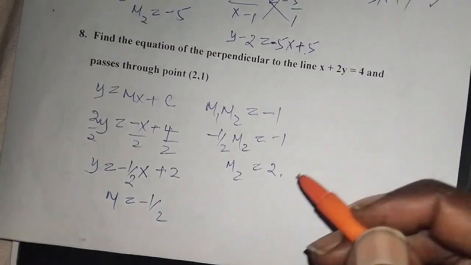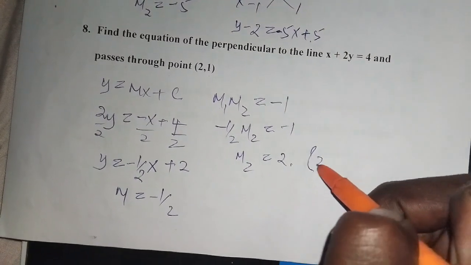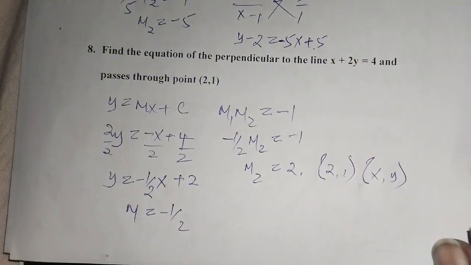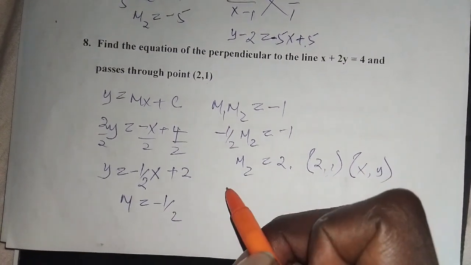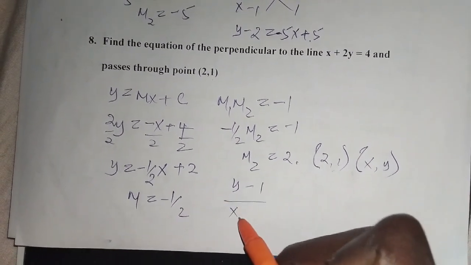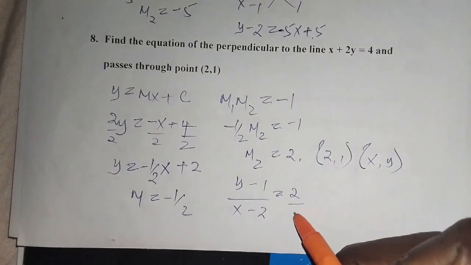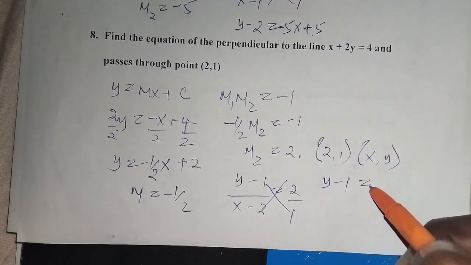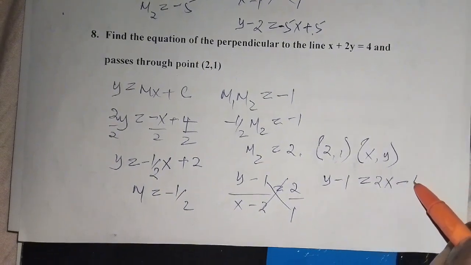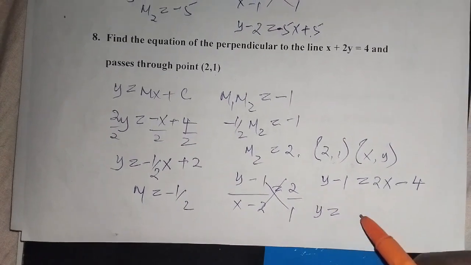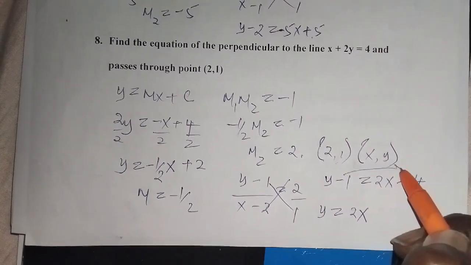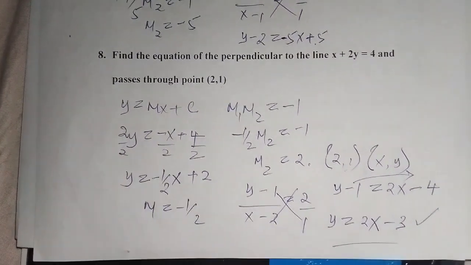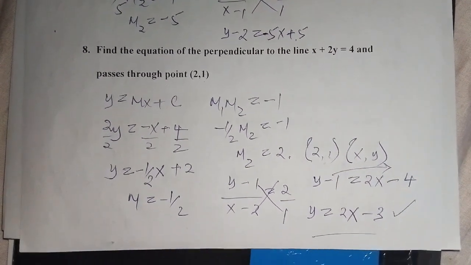And that line passes through (2, 1). So you can have another unknown point along that line, (x, y). When you find the gradient, which is y minus 1 over x minus 2, it will give us 2. Cross multiply. Y minus 1 equals 2x minus 4. So y equals 2x, and minus 1 to the other side will be positive 1. So we remain with negative 3. That one gives us the equation of the other line.